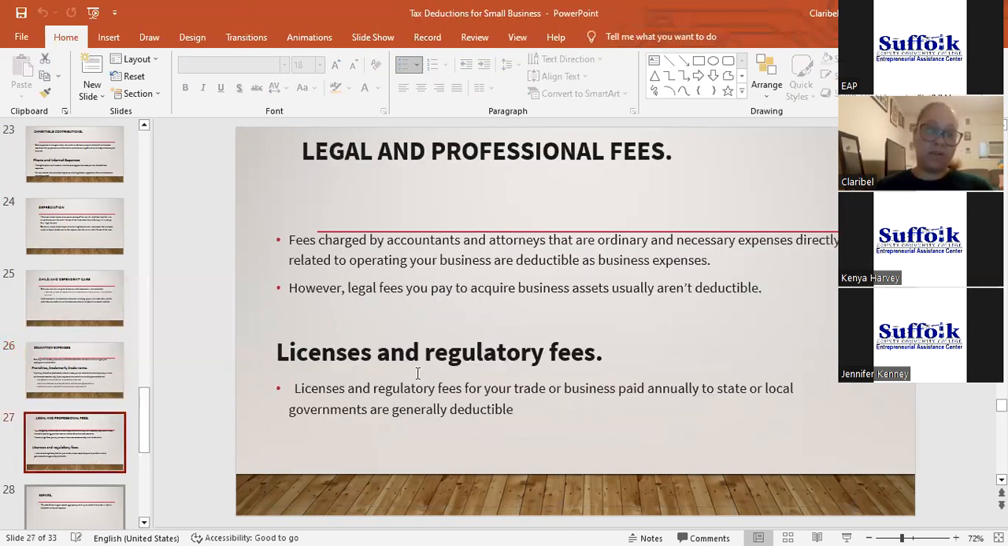Any legal and professional fees charged by accountants and attorneys are ordinary and necessary expenses directly related to operating your business. These are tax deductible. However, any legal fees that you pay to acquire a business asset usually are not deductible. Any license and regulation fees for your trade or business paid annually to any state or local government are deductible.